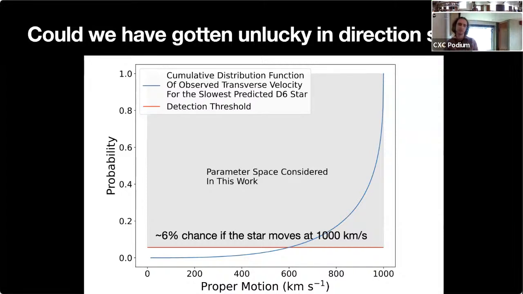So to investigate this first possibility, we just shot out a 1,000 kilometers per second object in a random direction and asked ourselves, what is the velocity we would have observed, and how likely were we to have missed the object with our sensitivity limit of 600 kilometers per second? We found that there was about a 6% chance of this happening, but I really want to stress 1,000 kilometers per second is a lower limit on the velocity expected for one of these stars. And any additional velocity that you gain very quickly shrinks this parameter space. For instance, a 1,200 kilometers per second star only has about a 3% chance of being missed.